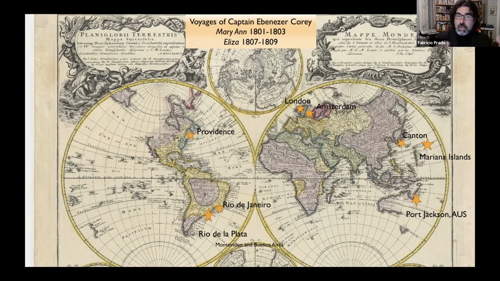that started in Providence and encompassed destinations in Europe, South America, Oceania, and India, demonstrating here the global scope of these inter-American networks. So the strange voyage of Ebenezer Corey and the brig Eliza was an exceptional case, but it was just one of hundreds of these ships that connected North America to South America, to Asia, to Europe.